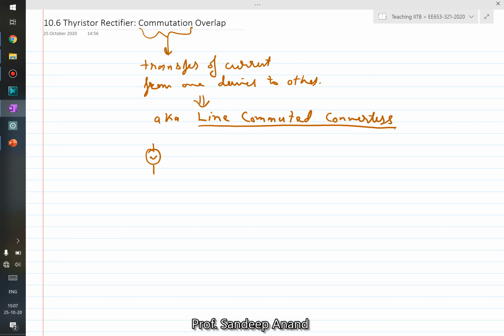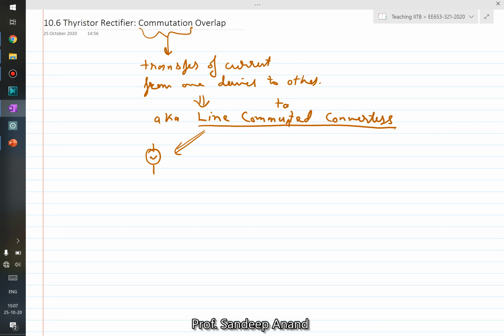So therefore, the commutation process is driven by the line or by the source, right? And that is the reason these converters are also known as line commutated converters.